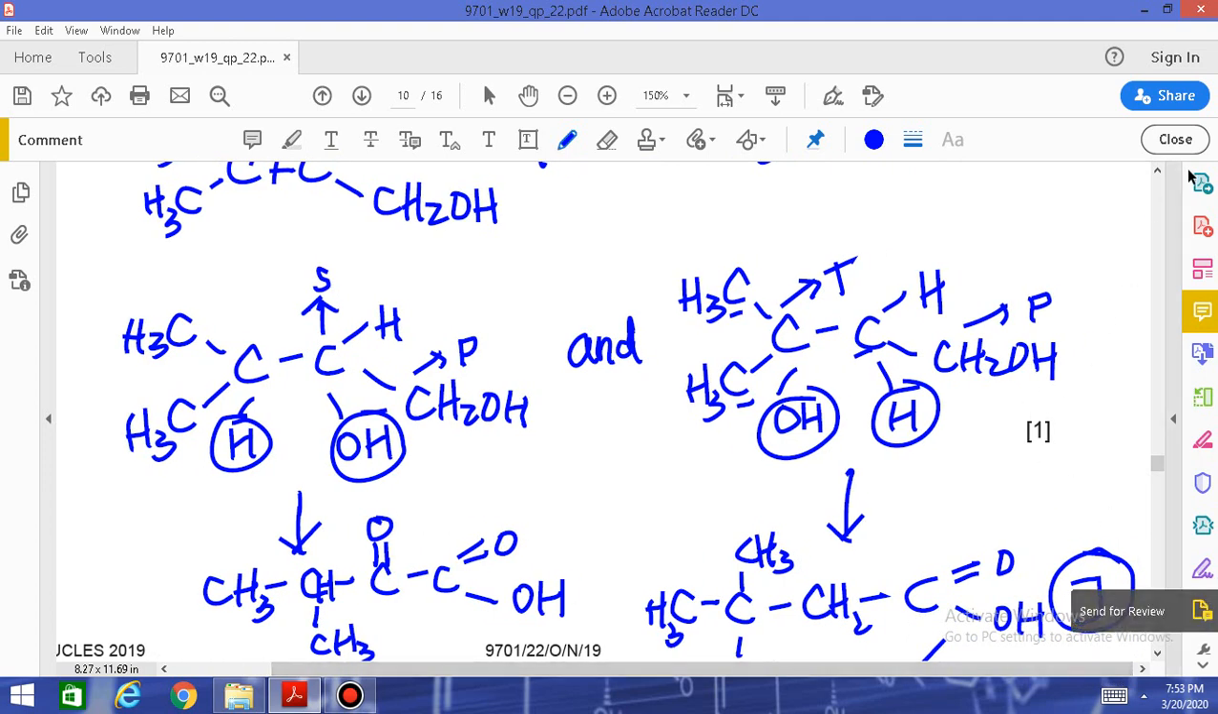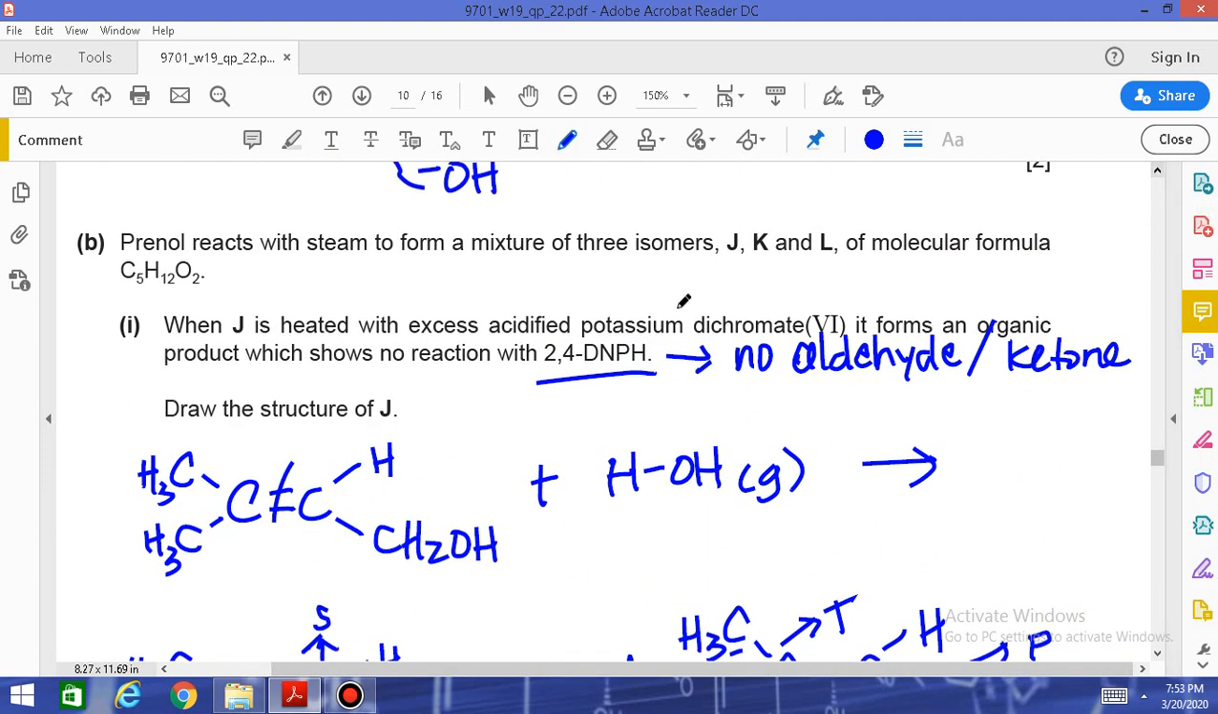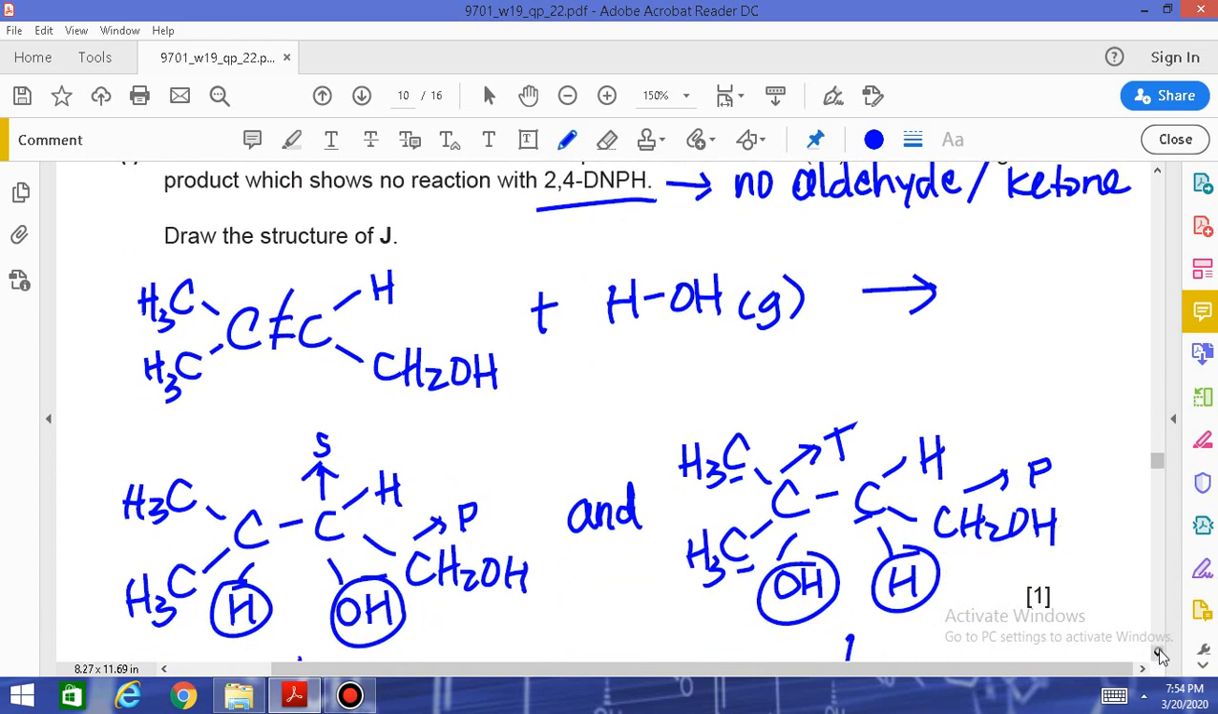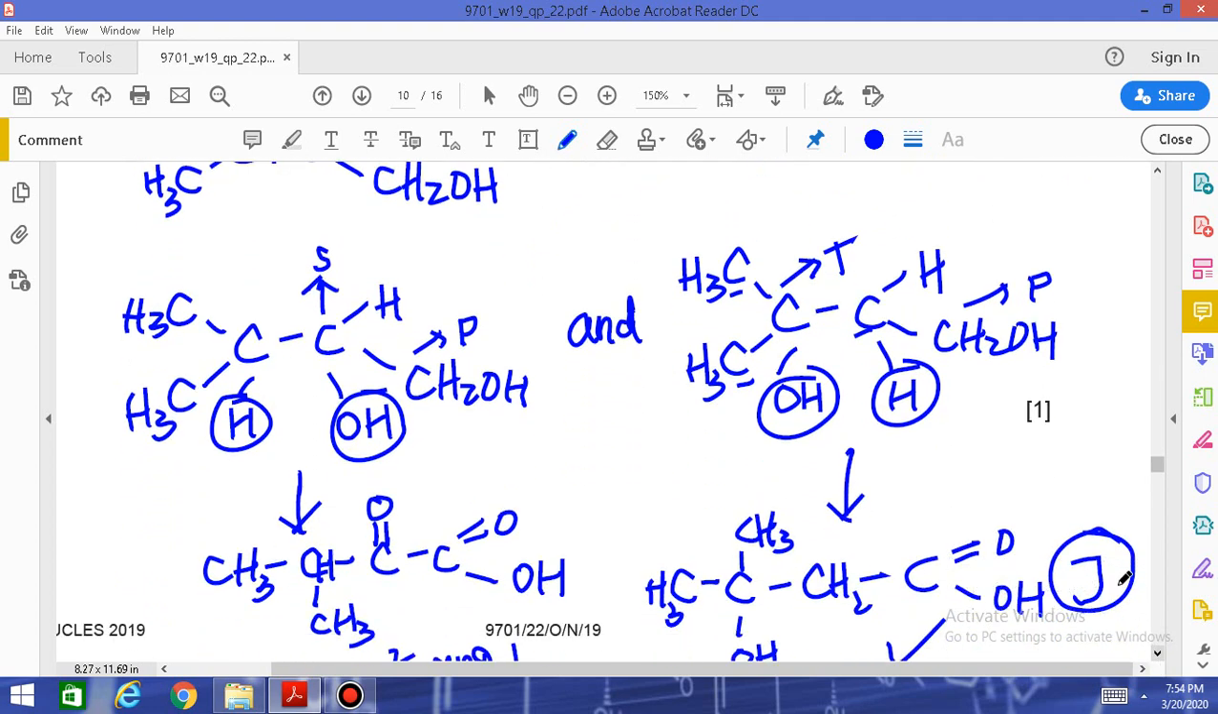Oh, sorry guys. So the question is about the structure of the organic product formed from the reaction between alkene and steam. So this is the structure of G. So the structure of G is this one.